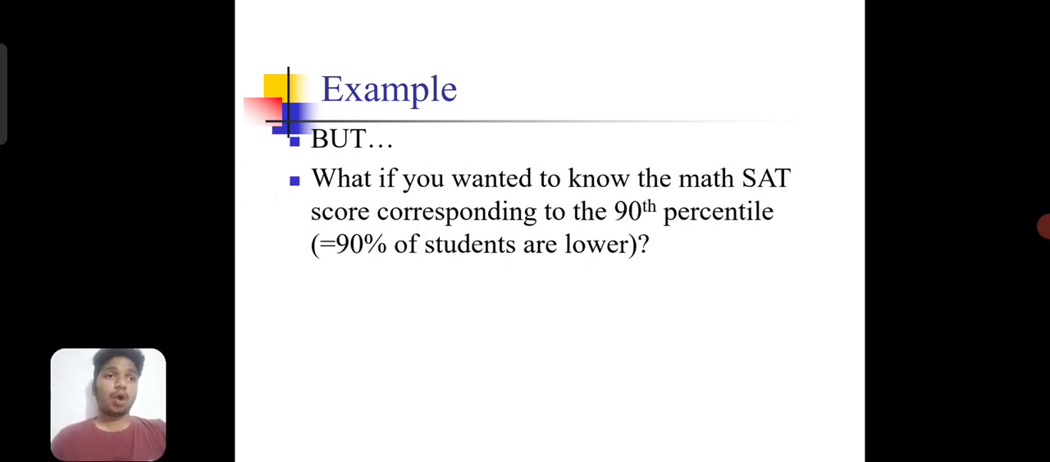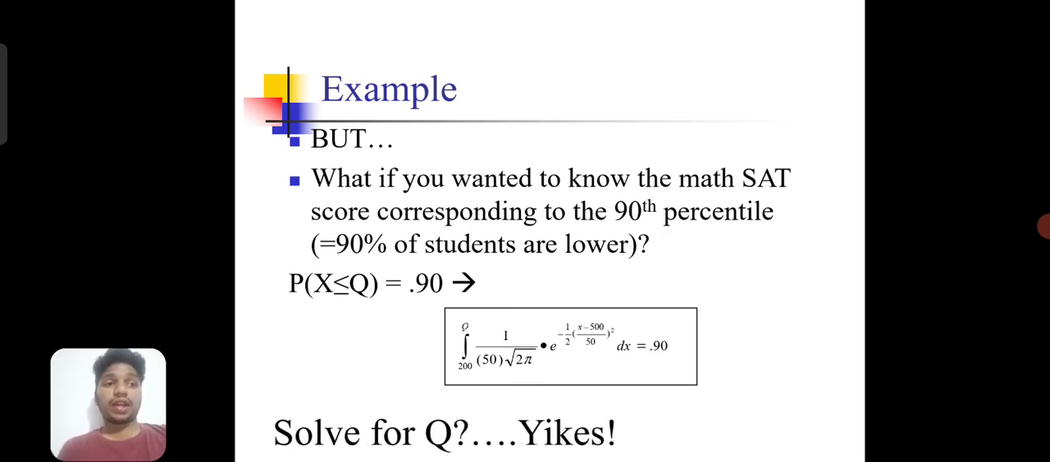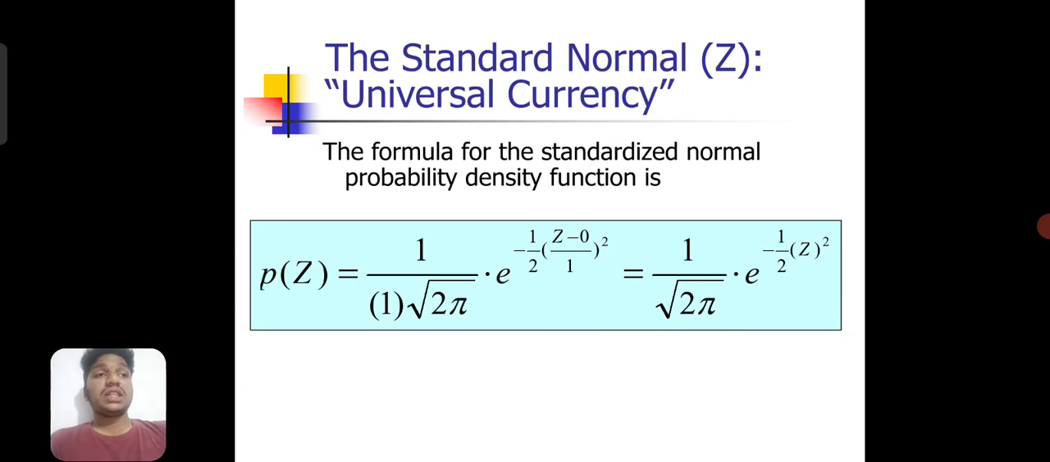But what would be the math SAT score corresponding to the 90th percentile? That means 90% of the students are lower: P(X ≤ q) = 0.90. The formula is the integral from 200 to q of 1 by 50 root 2 pi times e to the power of minus 1/2 ((x minus 500) by 50) whole squared dx, which equals 0.90. Solving for q, we use the standard normal Z.